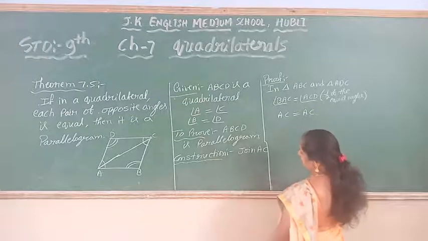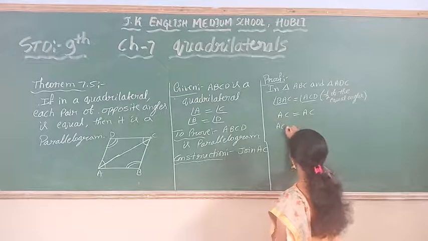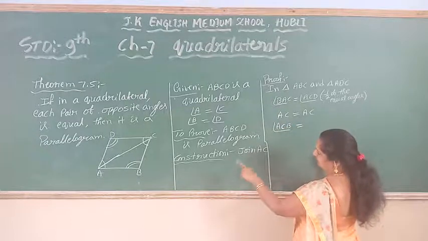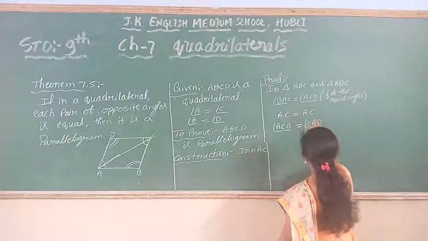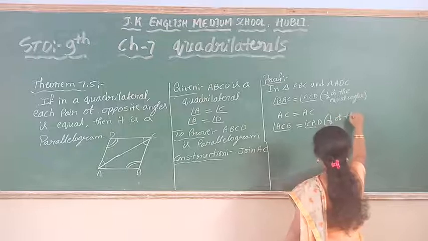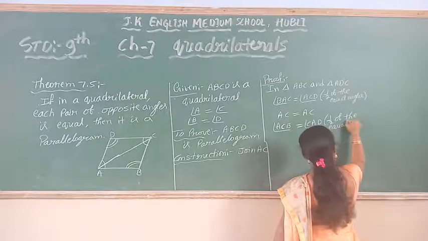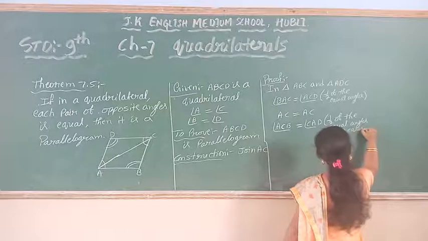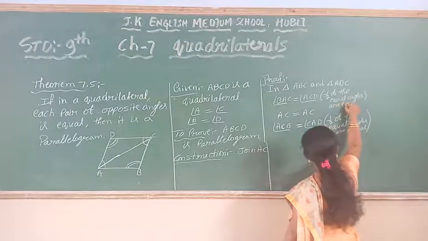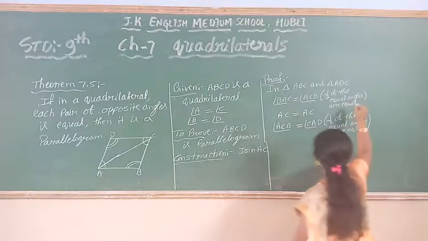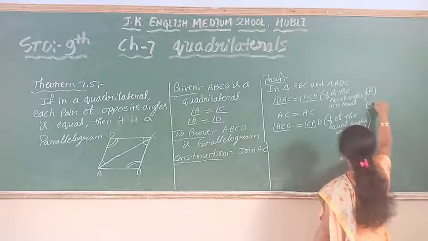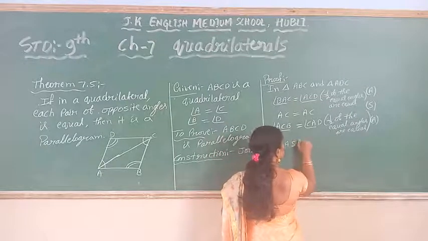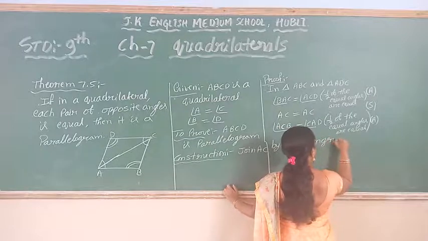Then the remaining pair of angles, that is angle ACB is equal to angle CAB. Say, halves of equal angles are equal. Now see, by angle, side, angle, it implies by the ASA congruence rule.